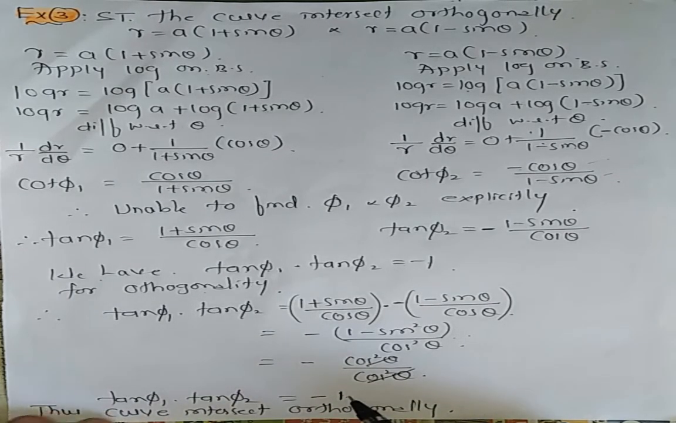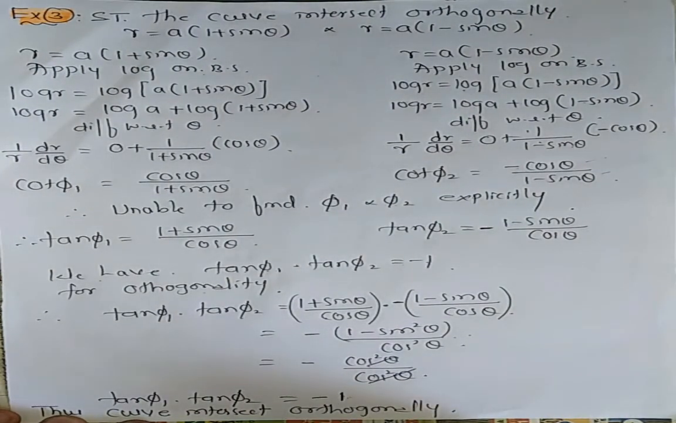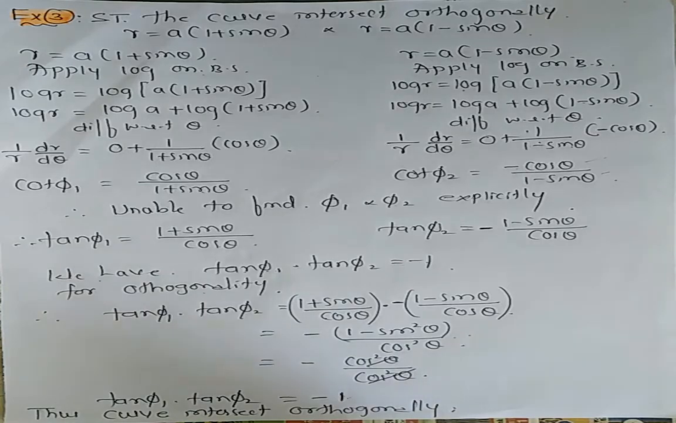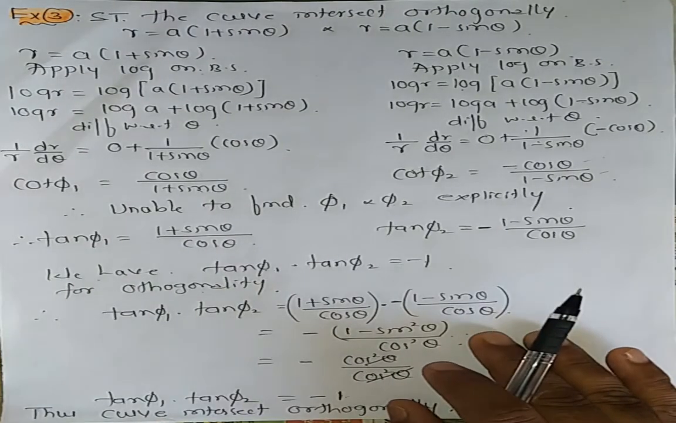Thus the curve intersects orthogonally. Is it clear for you? So this is an example I have taken, in which phi 1 and phi 2 cannot be found easily. Okay, it is impossible to find phi 1 and phi 2 explicitly. So for that case, you have to go like this. Clear? So let us go for another example.